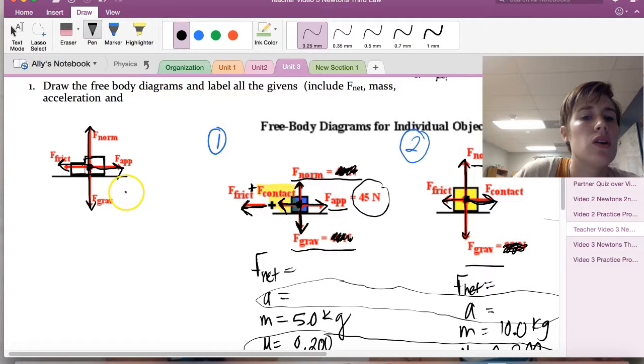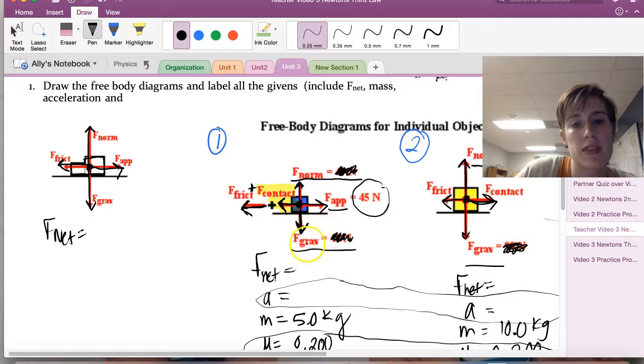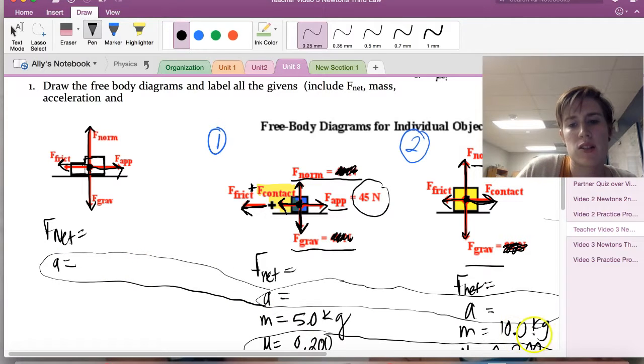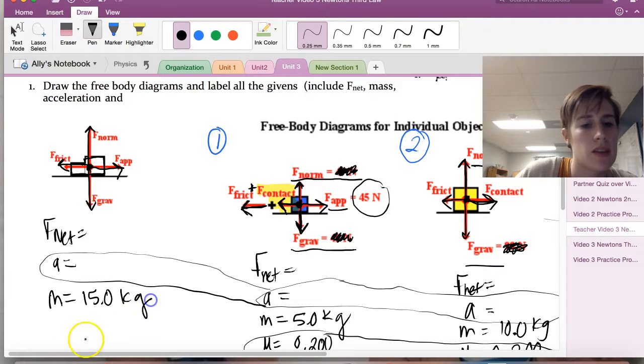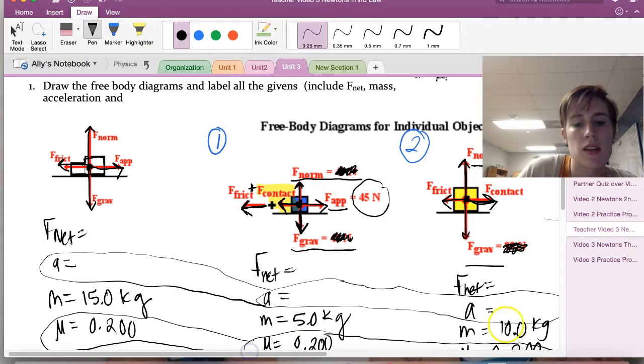So, things that we know. Oh, I need to put down here, the net force for this diagram is different from the individual net forces. Okay, all the net forces here are different. The acceleration is actually going to be the same value as the rest of these. Okay, acceleration is always the same for the objects individually and the objects together. The combined mass is going to be different. It's 15 kilograms if I add them together. My coefficient of friction is the same. Okay, coefficient of friction is always going to be the same.